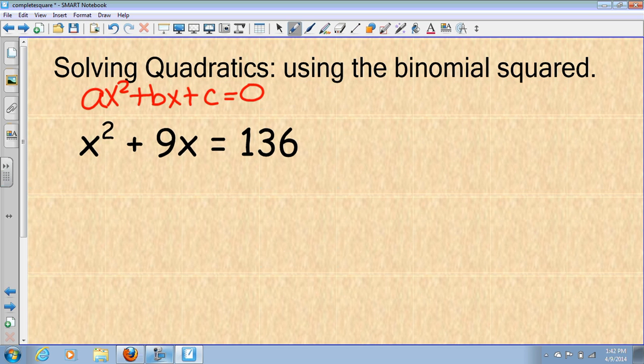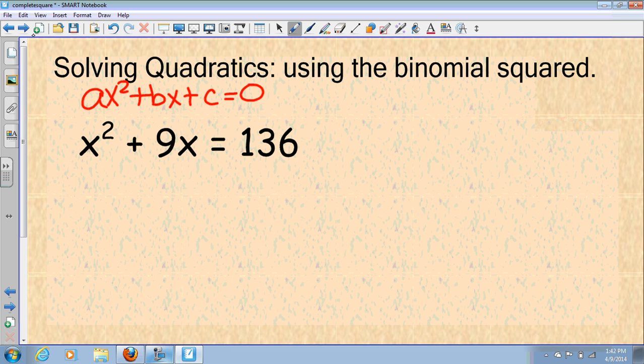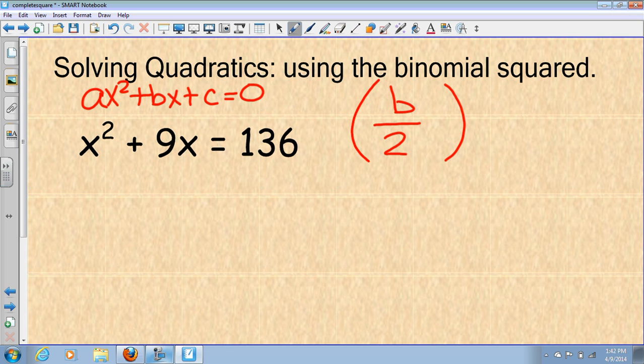So what happens? How are we going to get this to be a perfect square? Well, remember what we did back here? We divided it by 2, and then we squared it. So we're going to take our b term, divide it by 2, and then square it. And we're going to then add it as our c term. But if I do that in an equation, I need to make sure that I add it to both sides.